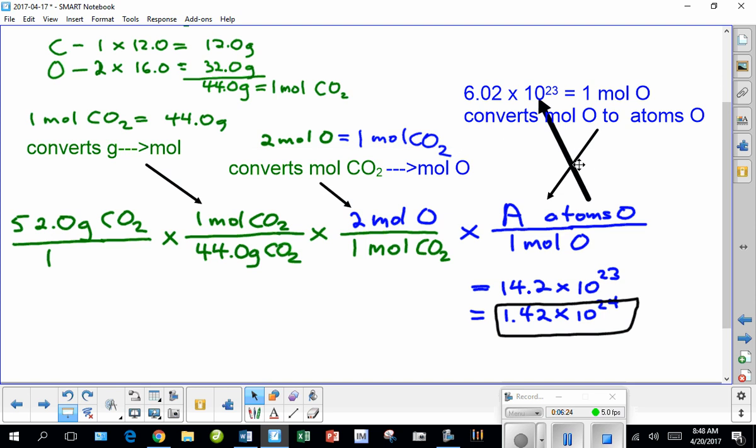Next, you bring down your power of 23. Don't even worry about that with your calculator. And now, when you move your decimal from here to here, that's moving to the left, that increases your power to 24, and there you have it.